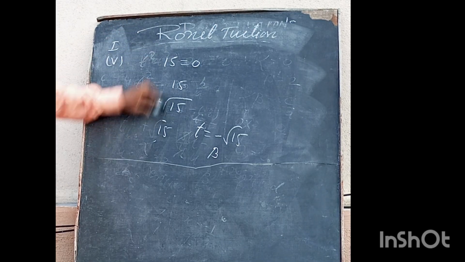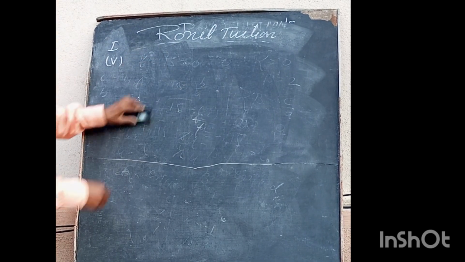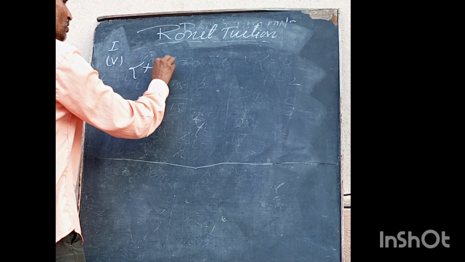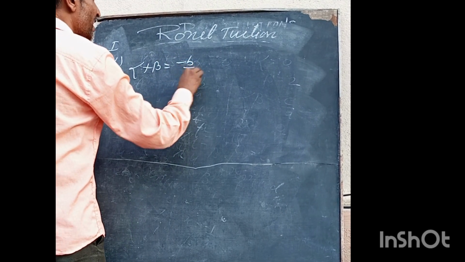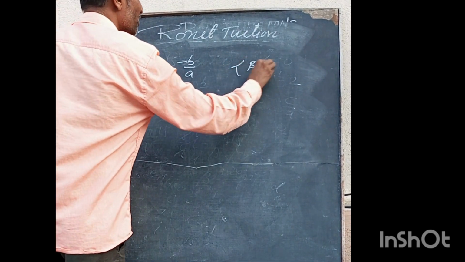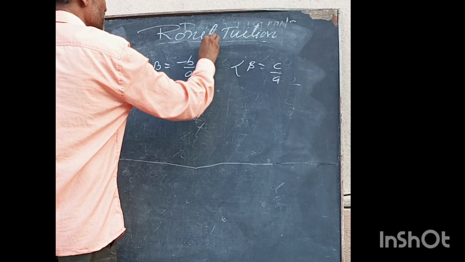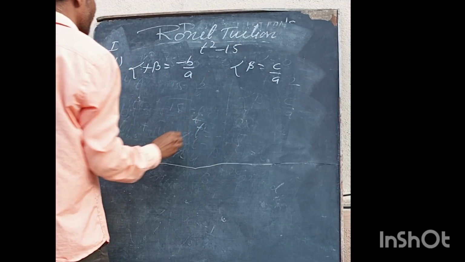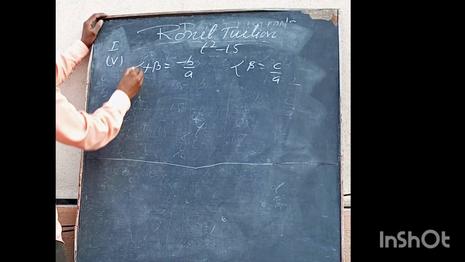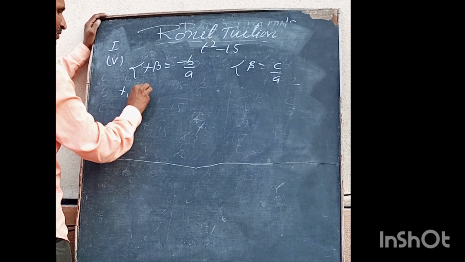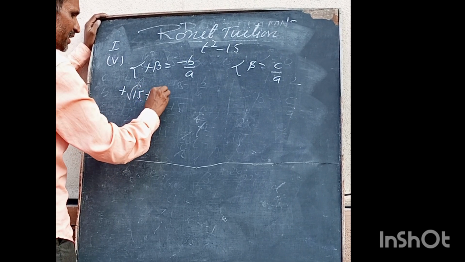So the relationship: alpha plus beta is equal to minus b by a, and alpha beta is equal to c by a. The equation was t square minus 15. Now alpha and beta, how much did we get? Alpha is root 15, plus beta, what we got, minus root 15.